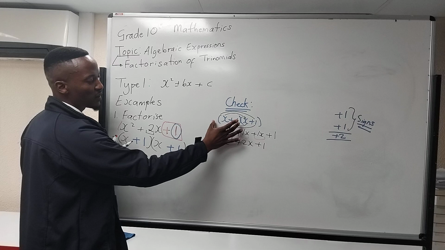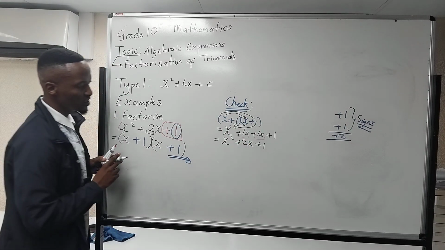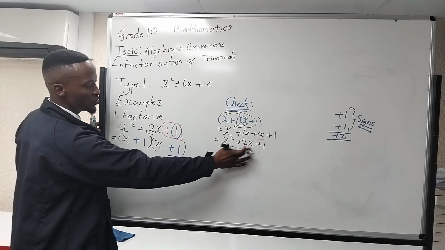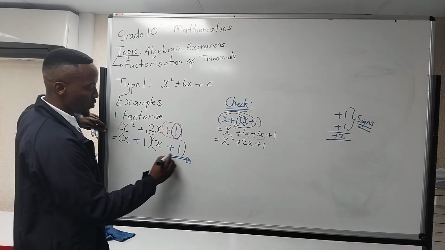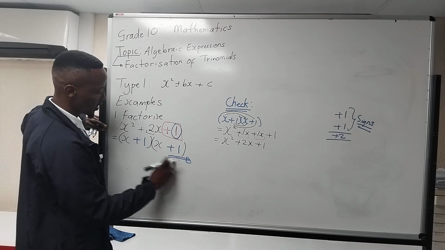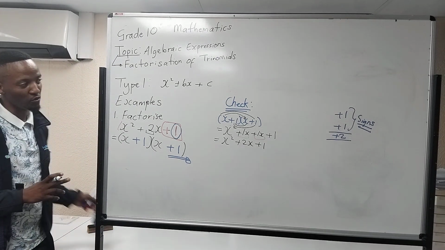So when we multiply binomial and binomial, we are getting our original trinomial, which is x squared plus 2x plus 1. It means now we have a right to say these factors are correct, x plus 1 and x plus 1. That is the first example.